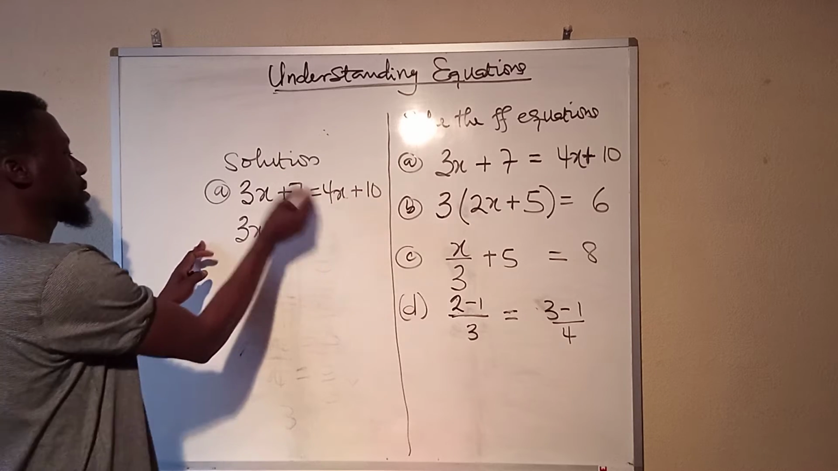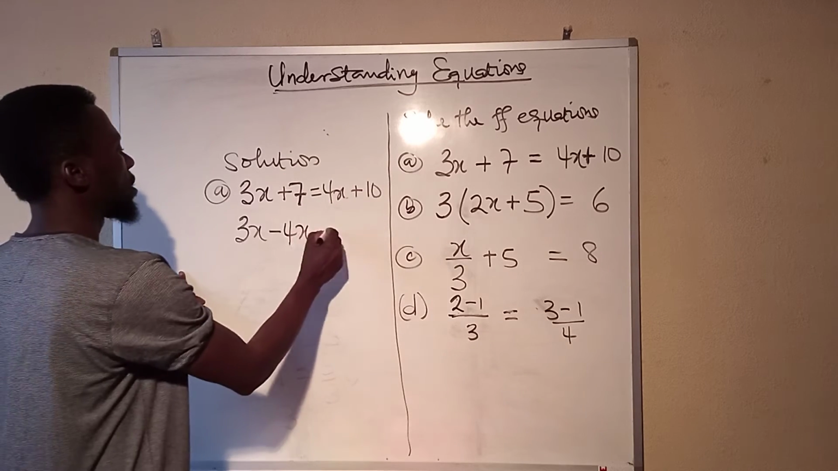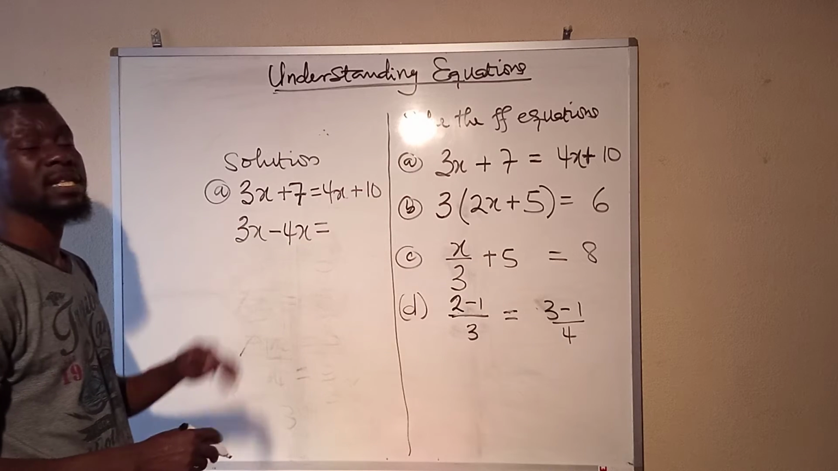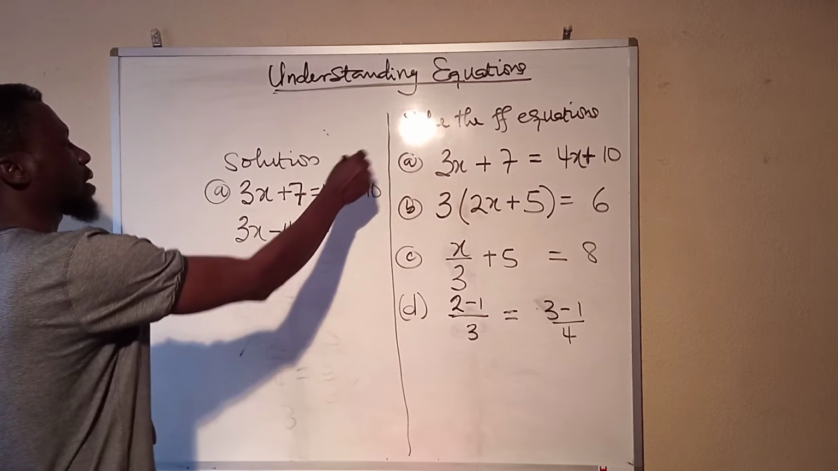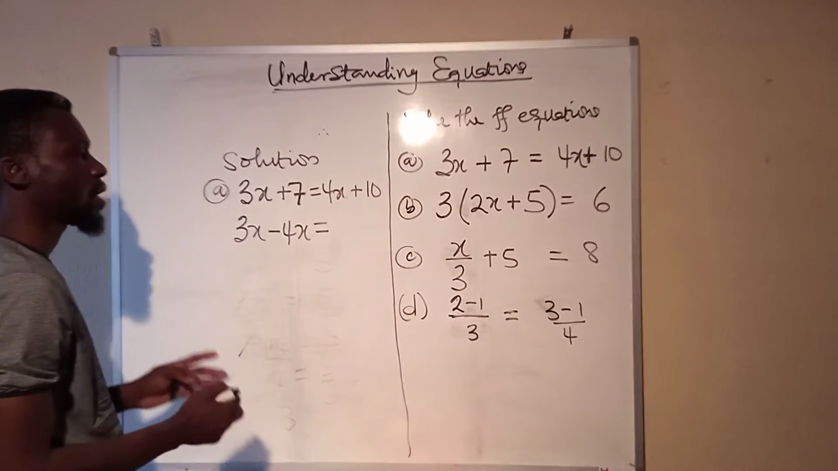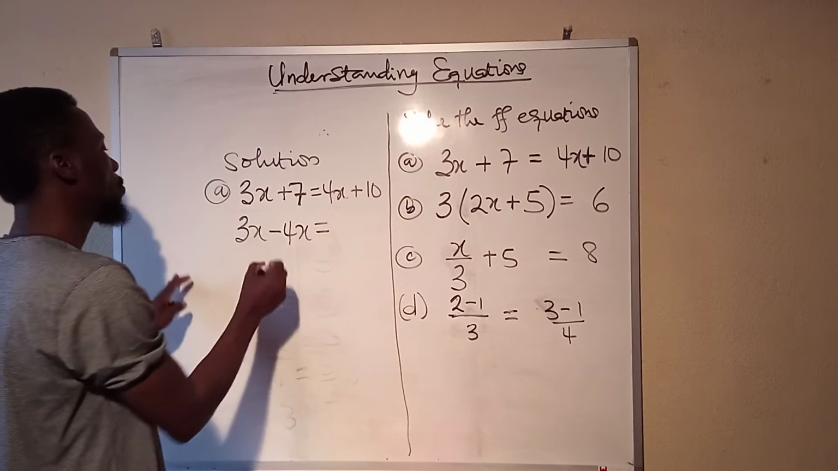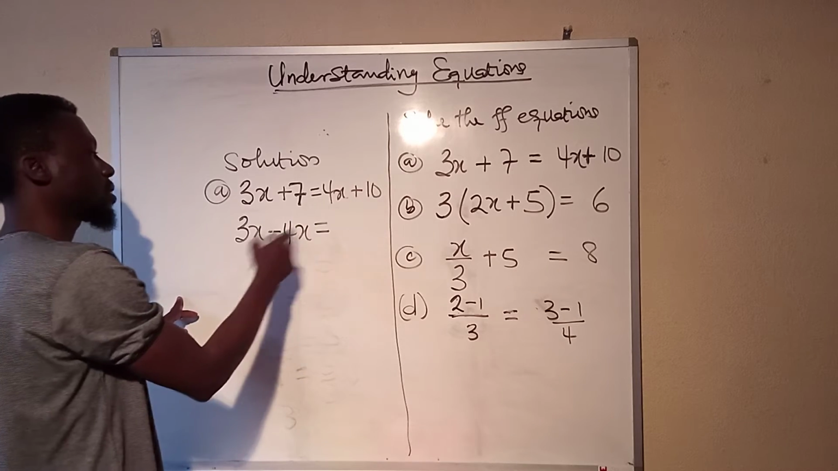So 4x, which is positive, crosses the equal sign. It comes here, it must be negative 4x. We say we are subtracting 4x from both sides, because if we subtract 4x from here, 4x minus 4x will give us 0. Then whatever we do here, we do the same thing over here. So that's what we do. We are subtracting 4x from both sides because here is positive. When it crosses the equal sign, it's negative.